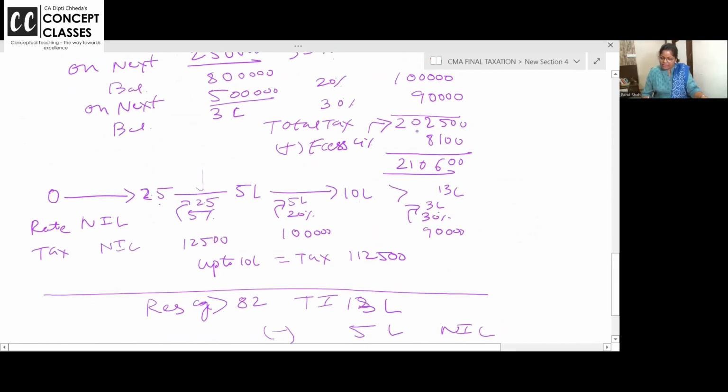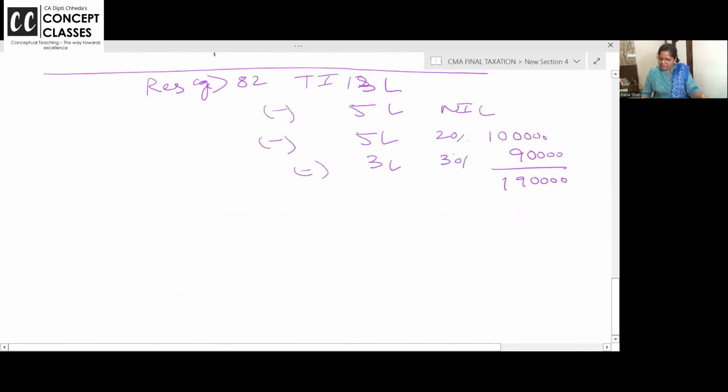How much total tax earlier? 2,02,500. Here the total tax is 1,90,000, and on this we have to pay HEC 4%. So 1,90,000 into 4%, 7,600. Total 1,97,600.